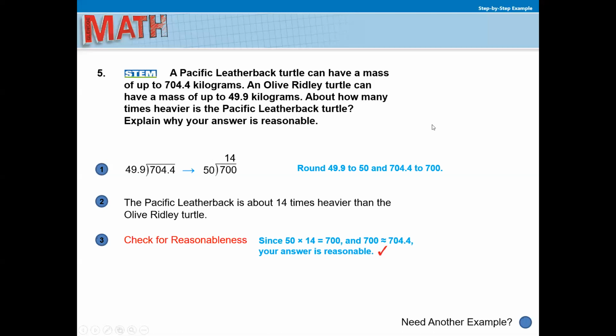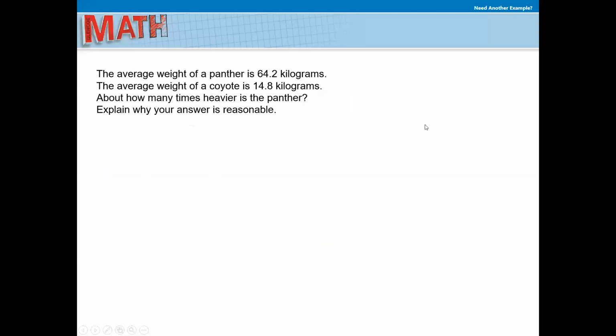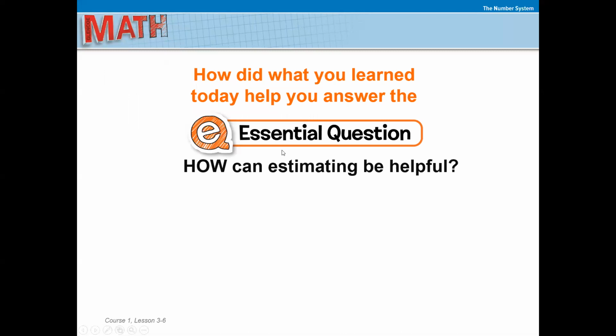Here's another example. The average weight of a panther is 64 and 2/10 kilograms. The average weight of a coyote is 14 and 8/10 kilograms. About how many times heavier is the panther? Explain why your answer is reasonable. Press pause, show all your work in your math notebook, save any questions for the group, press play when you're ready to continue.